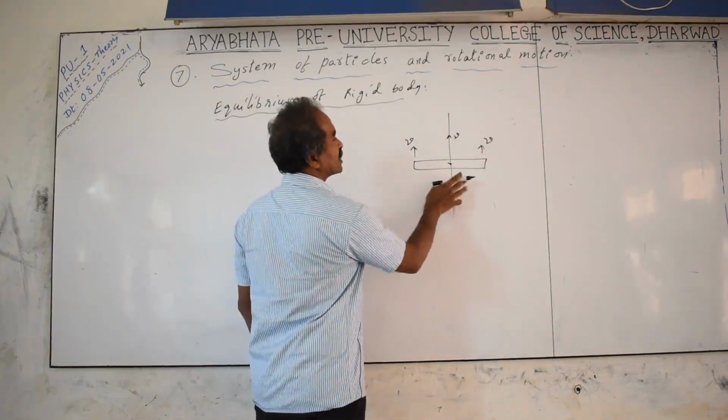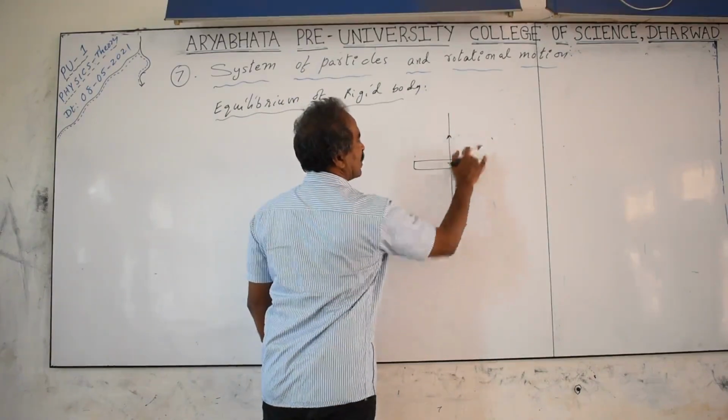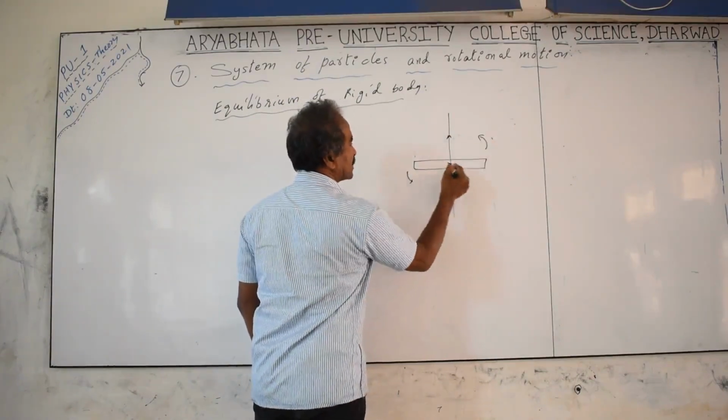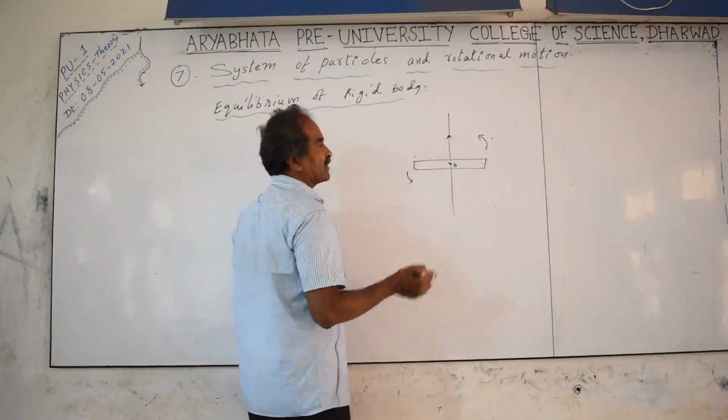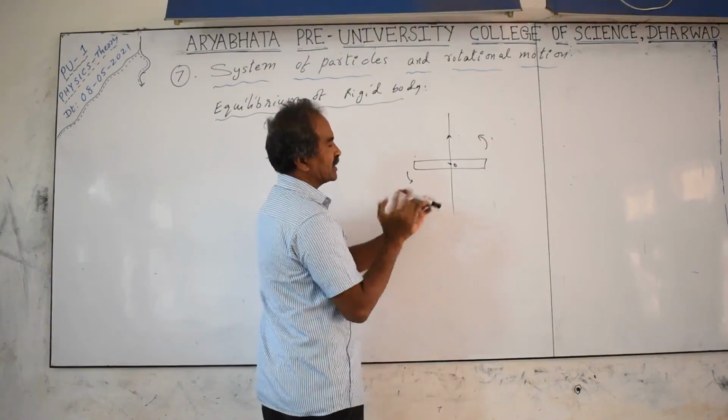Whereas in rotatory motion, the object is rotating about a fixed point, that is, a point on the axis of rotation. It may rotate like this. I am taking this as a fixed point. That may not be at the center, it can be anywhere. If I apply the force here, it starts rotating about this point. That point may not be at the midpoint.